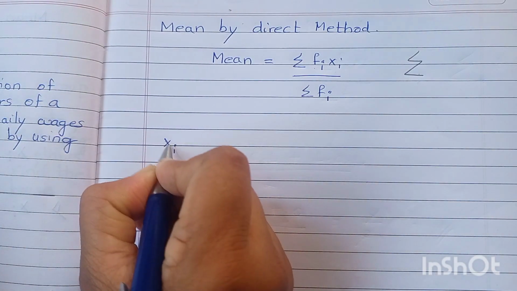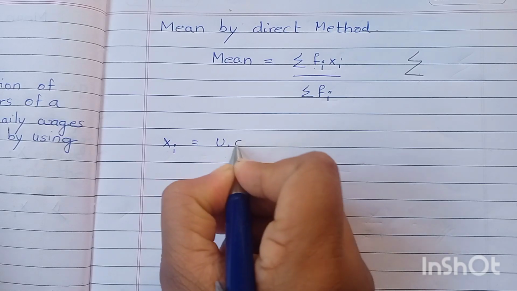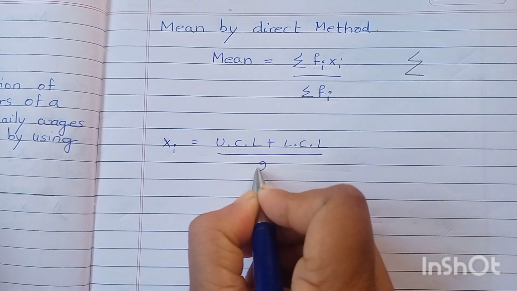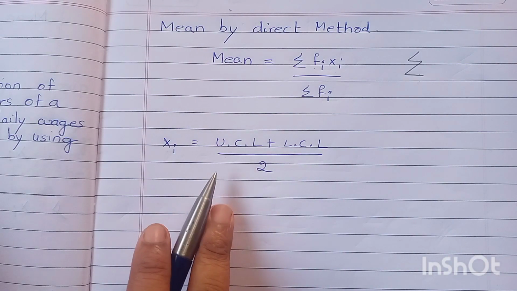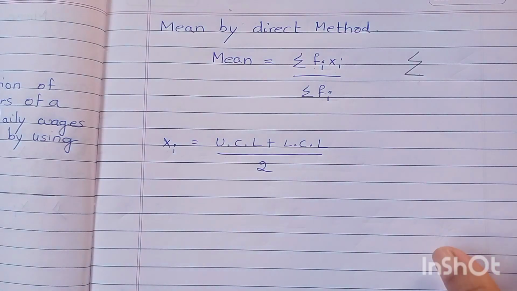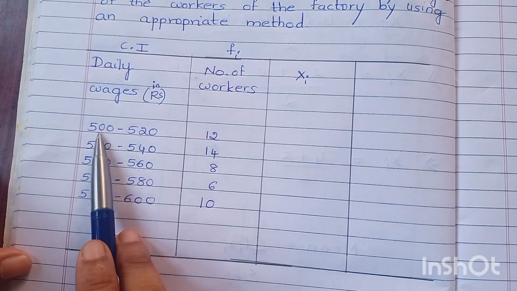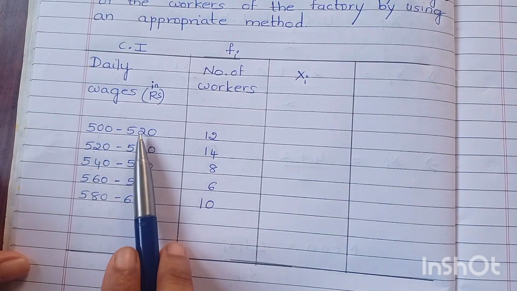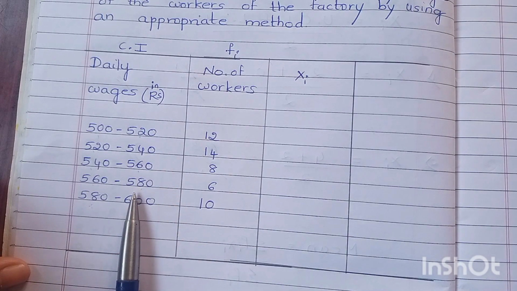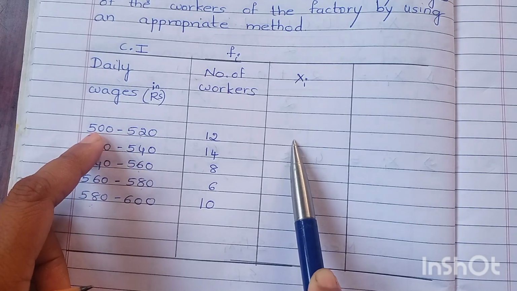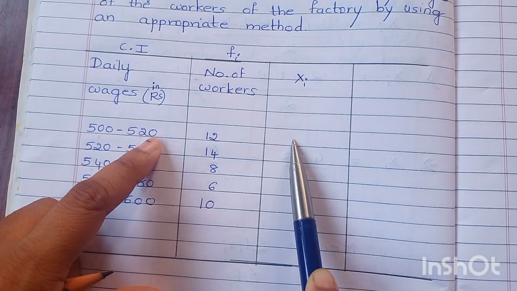Say Xi is equal to upper class limit plus lower class limit divided by 2. This is the formula to find out Xi. Then what is this upper class limit and lower class limit? Let me tell you that. In the class interval, the numbers on this side are called lower class limit, okay? And the numbers on this side are called what? Upper class limit.